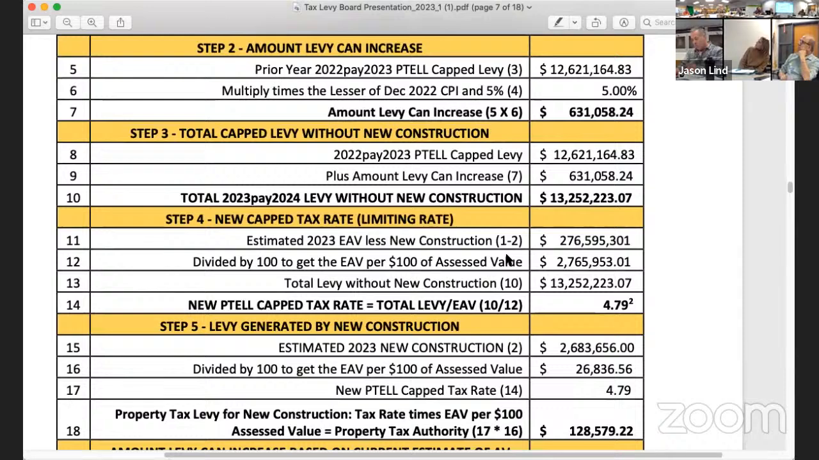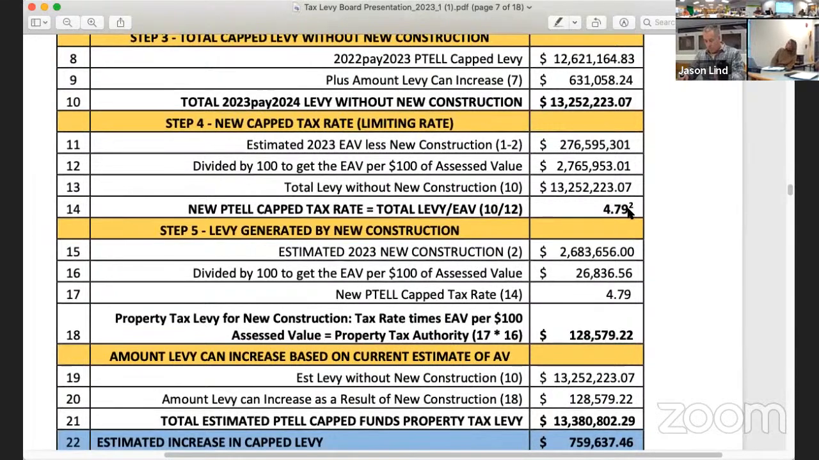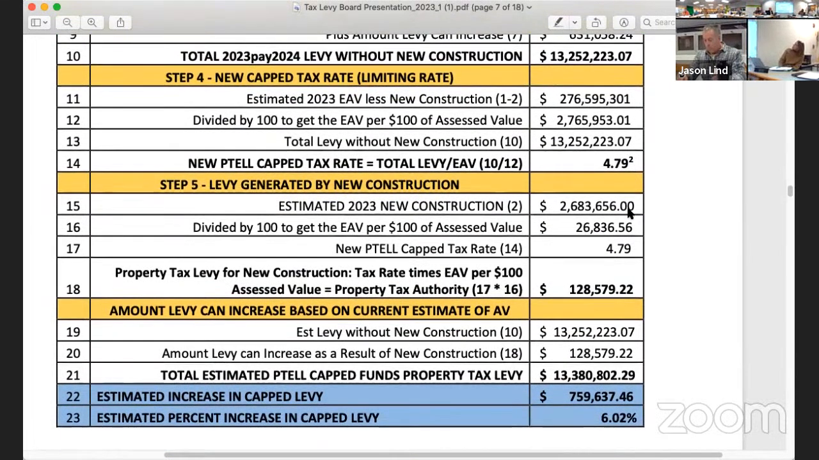Step 3 determines the total capped levy without new construction. It looks at last year's capped levy plus the amount the levy can increase. That's the new levy without construction. We jump down to step 4, which determines the limiting rate, which we'll see on the next page in a moment. The steps there are taking the EAV less new construction, dividing it by 100. That's the total levy without new construction. It gives us a PTELL capped rate, and PTELL is the law for the counties we are in, under which we cannot levy more than 5%. And then when we jump down to step 5, the levy generated by new construction.